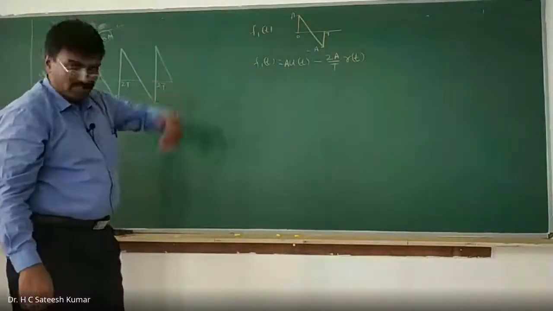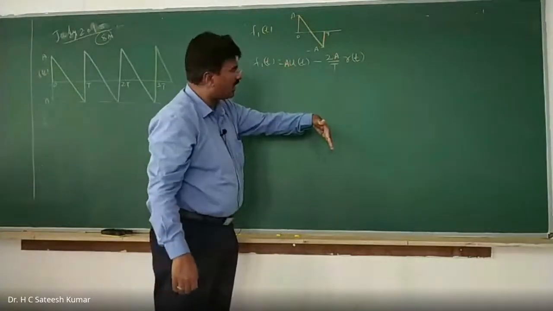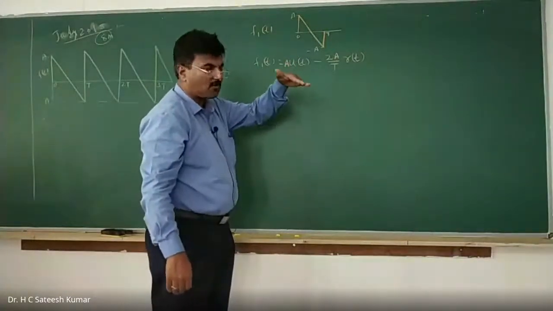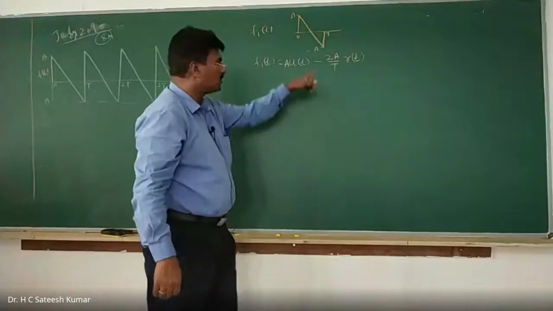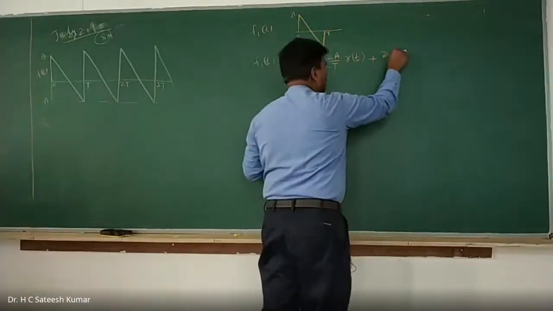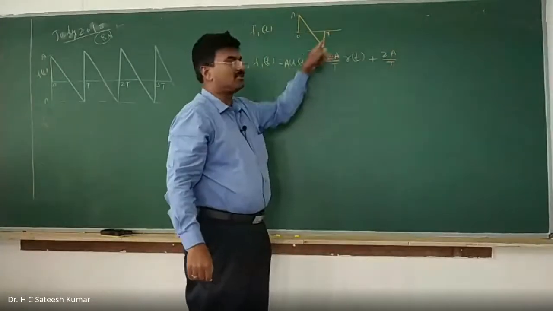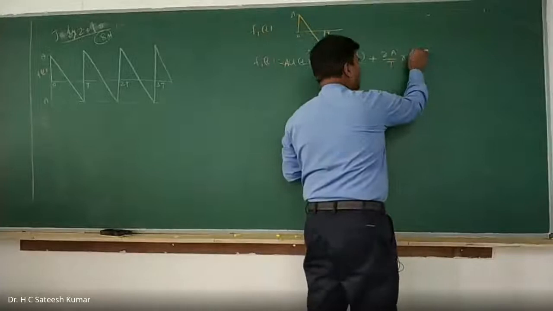Now you will have to cut the ramp. Now it is going with a slope of minus 2a by t. I'll have to cut the ramp means I'll have to subtract the ramp with the same slope. So therefore, cutting means the minus becomes plus, 2a divided by t. Where you are going to cut? I am cutting at t. Therefore, what I should do? R of t minus t.